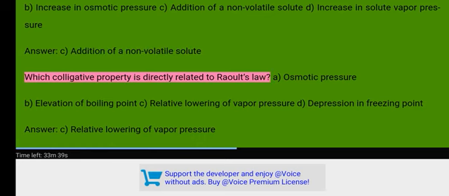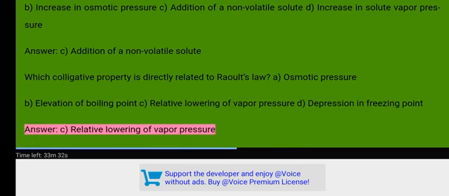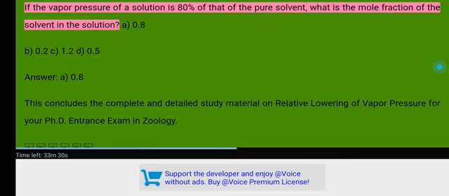Which colligative property is directly related to Raoult's law? A. Osmotic pressure. B. Elevation of boiling point. C. Relative lowering of vapor pressure. D. Depression in freezing point. Answer: C. Relative lowering of vapor pressure.